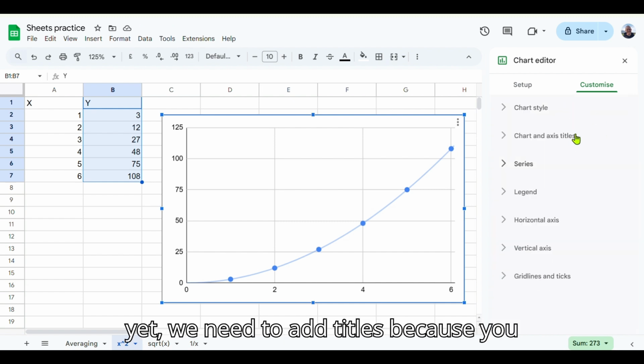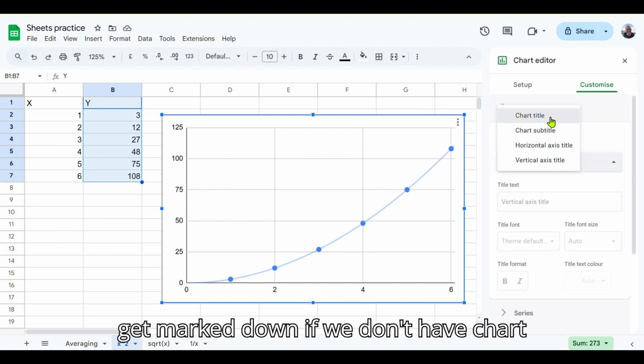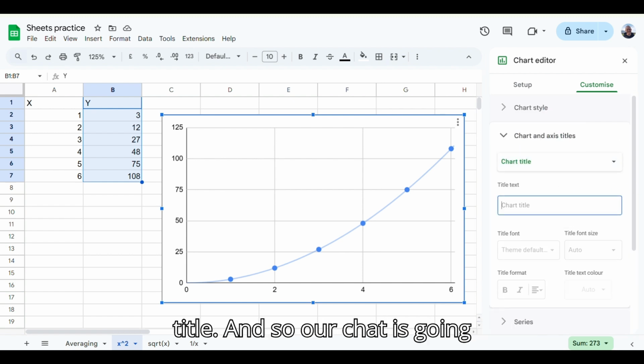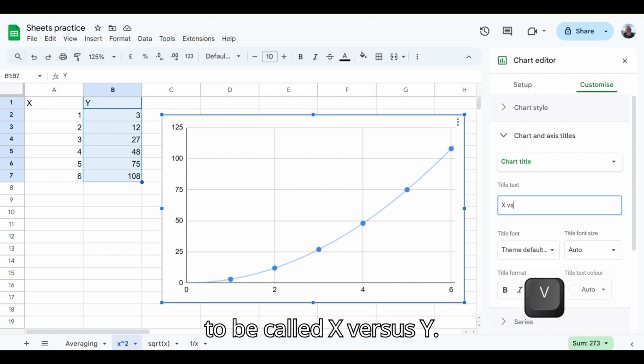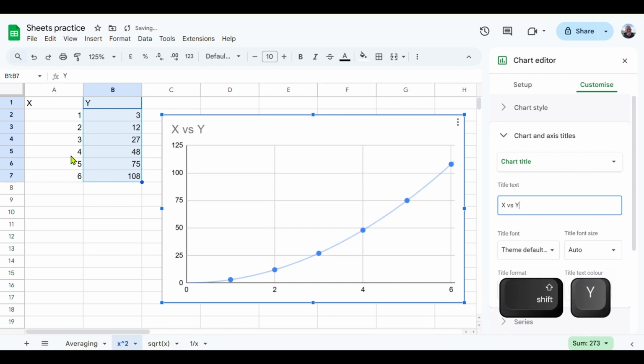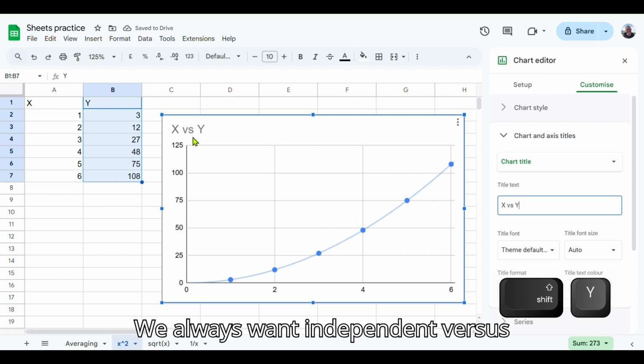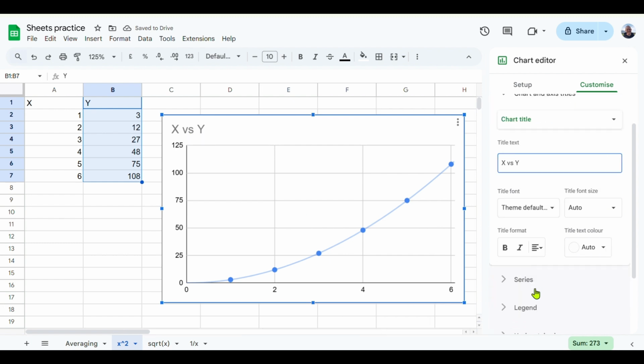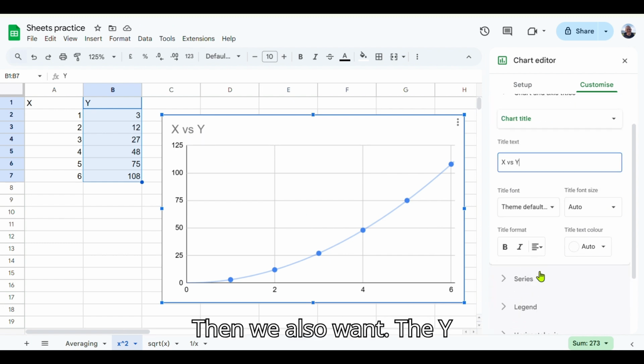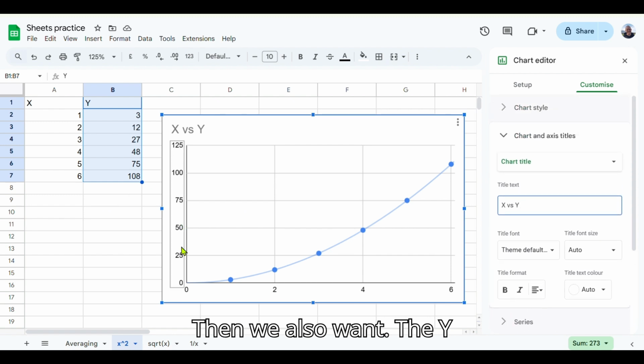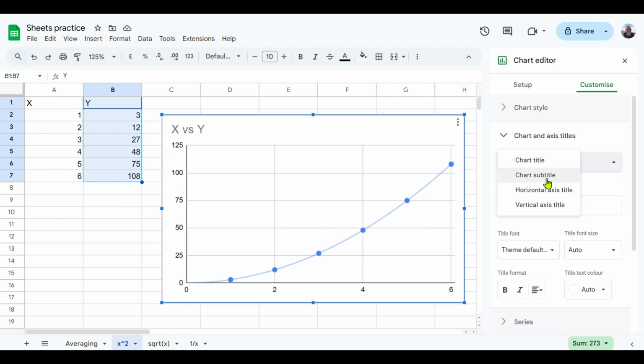We need to add titles because you get marked down if you don't have a chart title. And so our chart is going to be called X versus Y. We always want independent versus dependent. Then we also want the Y and the X to be labeled.